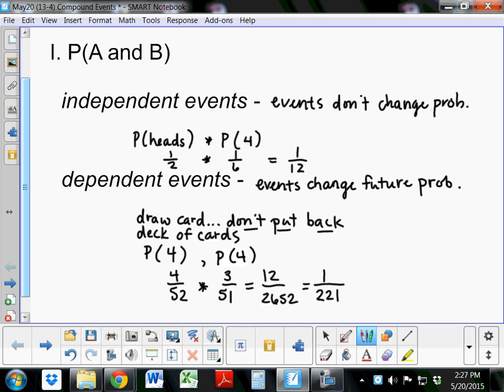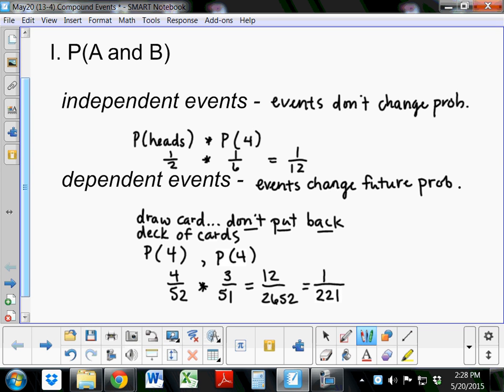How would that probability be affected if we did put the card back? It'd be 4 over 52 times 4 over 52. So there'd be a higher chance of it. A higher chance of it happening? It would be higher. I would have 4 over 52 and then I'd have 4 over 52 again. So I'd have 16 over something.